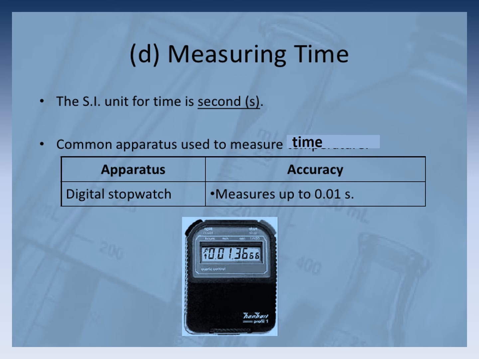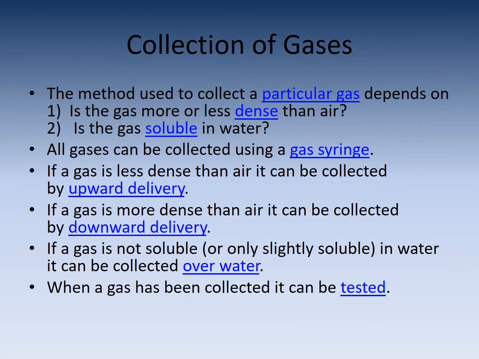The analog stopwatch measures timing only to the nearest second. But there are very accurate stopwatches, just like the digital stopwatches, that can measure to 0.01 second, that is a hundredth of a second. It means a digital stopwatch is more accurate as compared to an analog stopwatch. Now let's discuss the next topic, collection of gases. The method used to collect a particular gas depends on whether the gas is more or less dense than air.